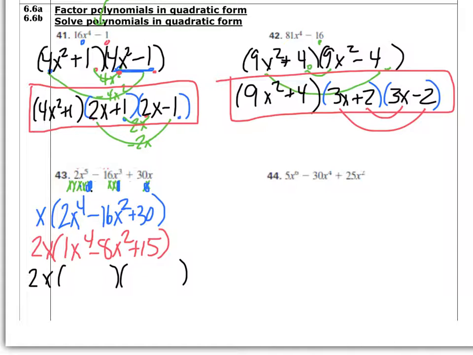Now the key here is that the x to the 4th is the first term, so it's broken into the first here. There's only one way to equally break up 4 x's, and that's going to be an x squared and an x squared.